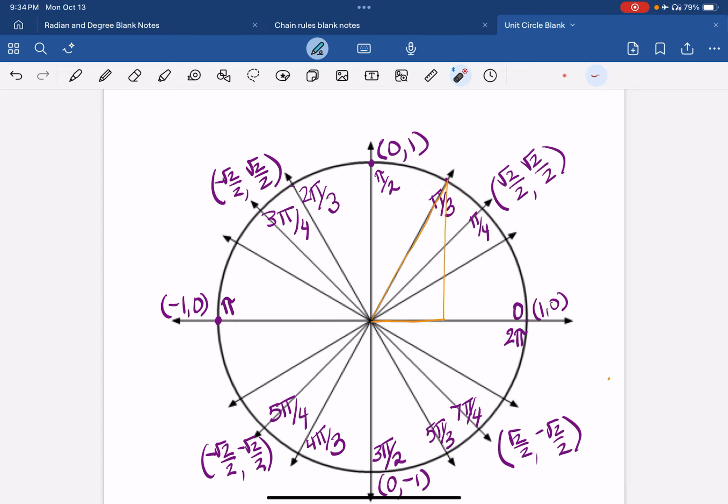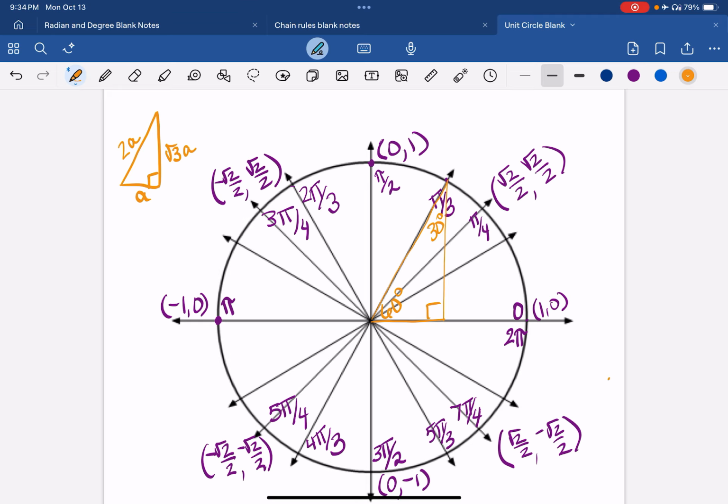Yes, 60 degrees. So this becomes a 30, 60, 90 triangle. And if you remember 30, 60, 90 triangles from your geometry class, let me do a little sketch here. The short side, we'll call that A. And the longer side is going to be the square root of 3 times A. And the hypotenuse is going to be 2 times A.